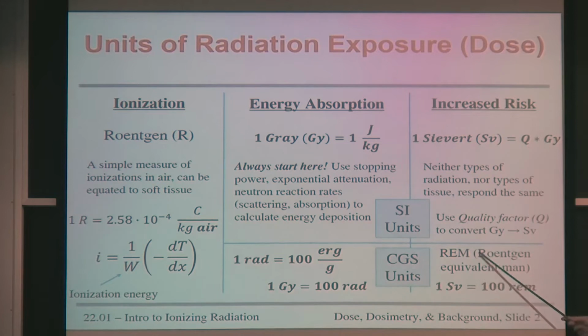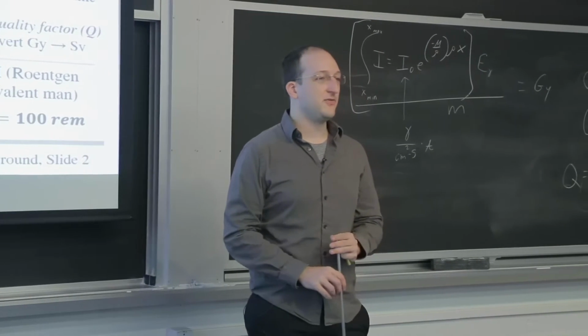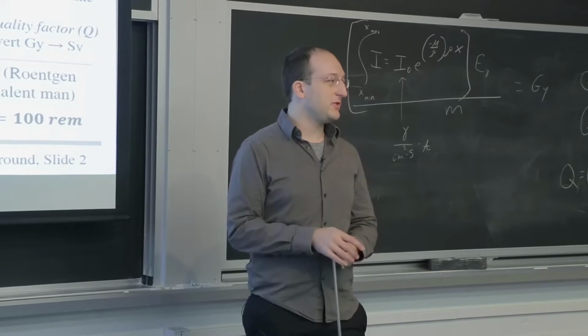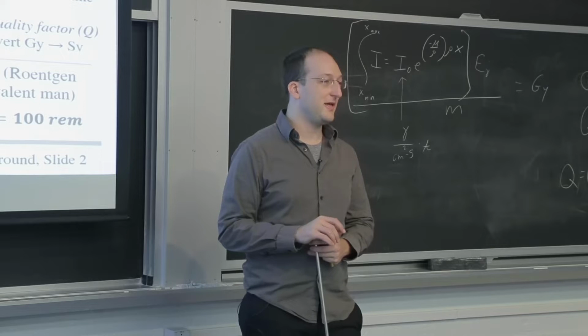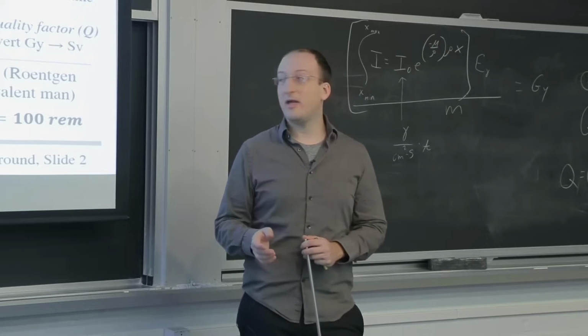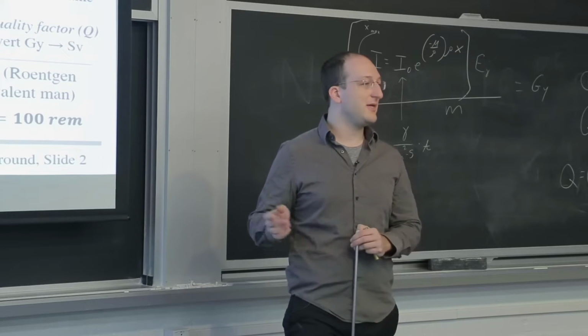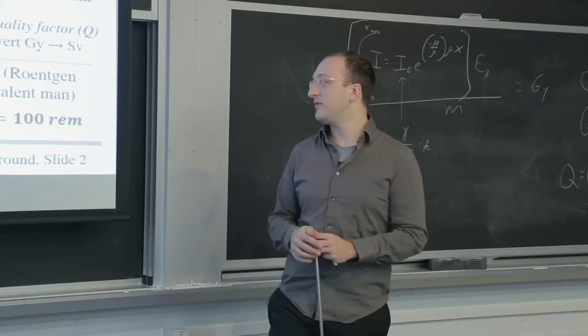And then a REM, a Röntgen equivalent man, is just 1/100th of a sievert. So there's historical basis for this. Back in the day, more folks used CGS units. There's been a push to SI units, which I happen to like because everything works out. And you don't have to remember things like 10 to the minus 7 joules or whatever like that.